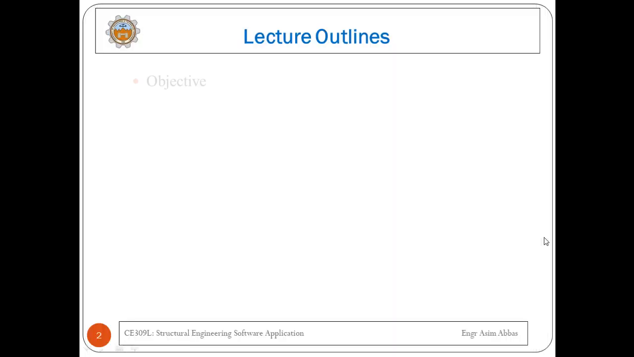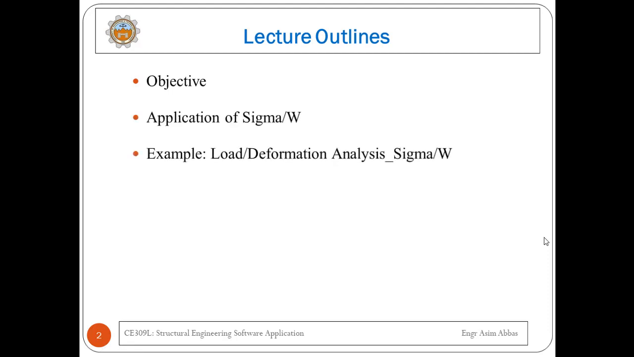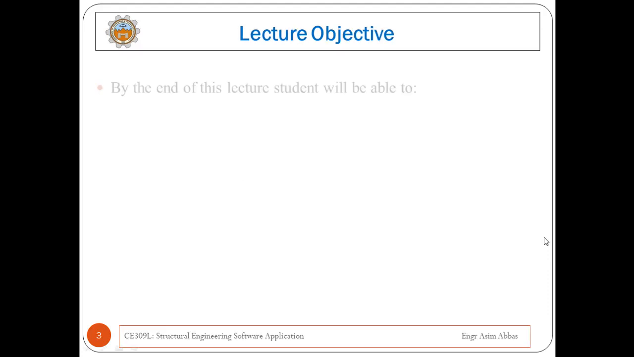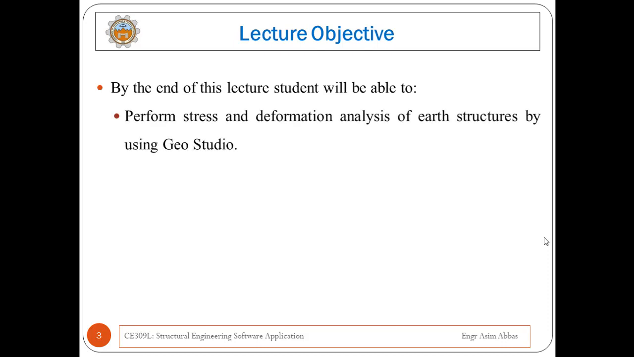Okay, the lecture outline is: objective of the lecture, application of SIGMA/W, example on load deformation analysis using SIGMA/W, then class task for student practice. Lecture objective: by the end of this lecture, the student will be able to perform stress and deformation analysis of earth structures by using GeoStudio.